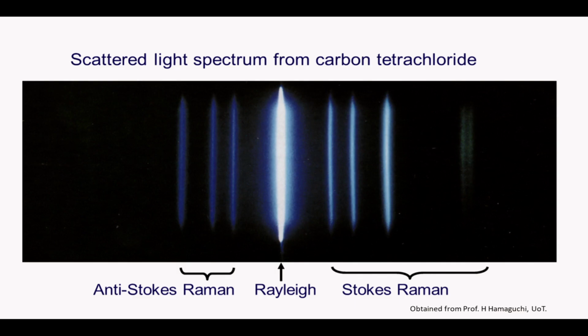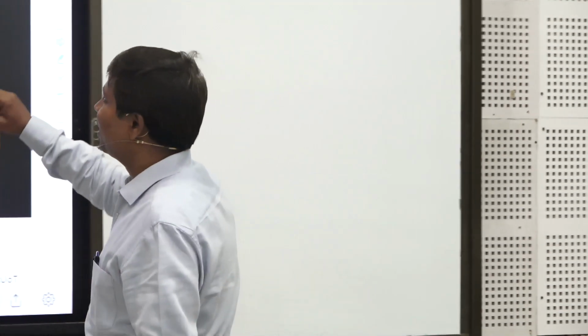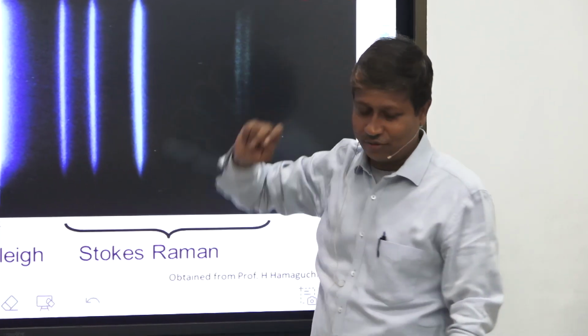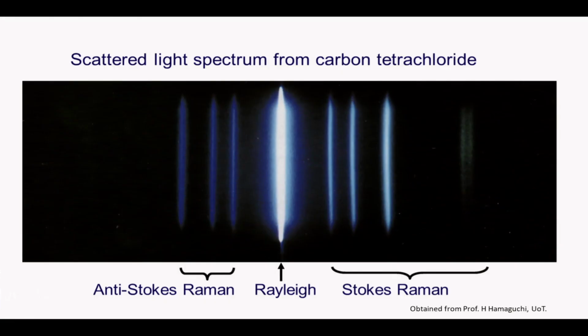And this used to be one slide of Professor Hamaguchi. He has recorded this one. This is a Raman spectrum of carbon tetrachloride, CCl4. See, this is how it looks if you have a photographic plate detecting the light. So this is a real image. That's why I am showing you.